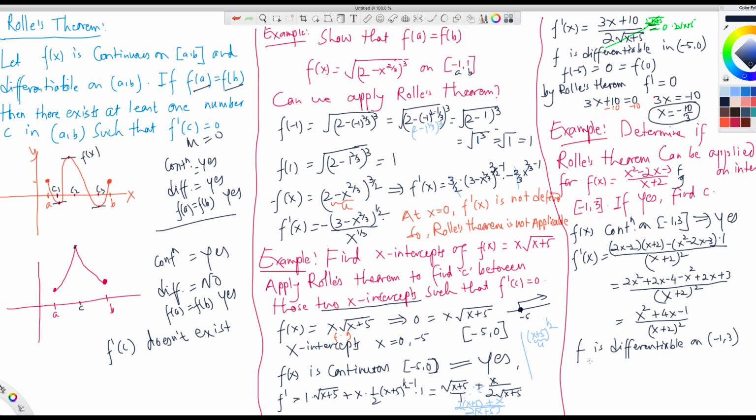Also, tell me whether f(a) equals f(b). f(a) will be f at negative 1. Let me plug in negative 1 for x here. Negative 1 square is positive 1, minus 2 times negative 1 will be positive 2, because 1 plus 2 is 3 and then minus 3 is 0, divided by negative 1 plus 2, which is positive 1. So 0 over 1 is 0. f at negative 1 is 0. And f at 3, let me plug in 3 here. 3 square is 9, minus 2 times 3 is 6, 9 minus 6 is 3, minus 3 is 0, over 3 plus 2 is 5. 0 over 5 is also 0.